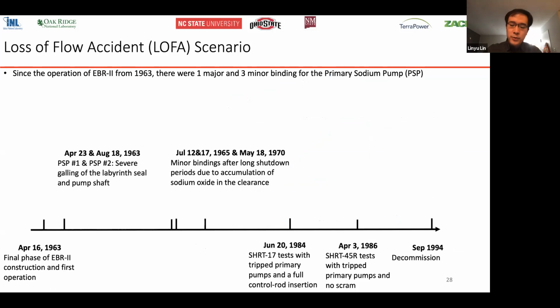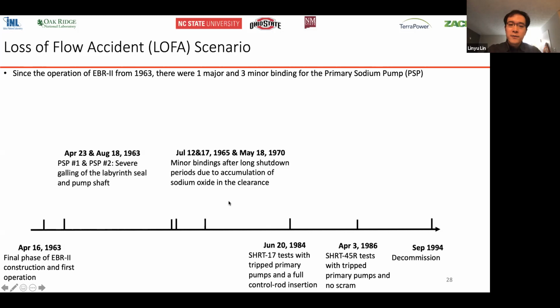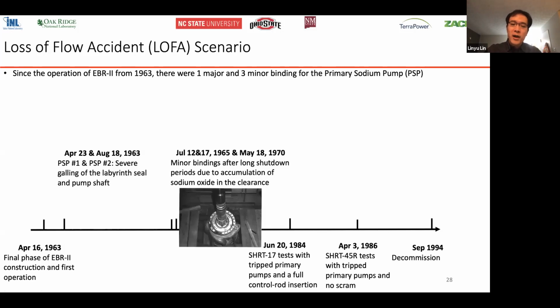During the operation of EBR-II since 1963, there has been 1 major and 3 minor binding events for the primary sodium pump. On April 23rd and August 18th, 1963, both primary pump 1 and primary pump 2 had severe galling of the lubricant seal and the pump shaft. In this picture, you can see the galling on the shaft very clearly. Then on July 17th, 1965, and also May 18th, 1970s, EBR-II had minor binding after a long shutdown period due to the accumulation of sodium oxide in the clearance.